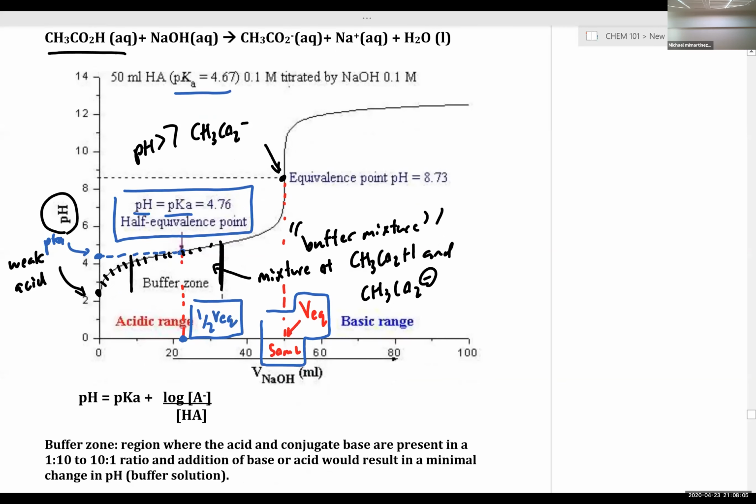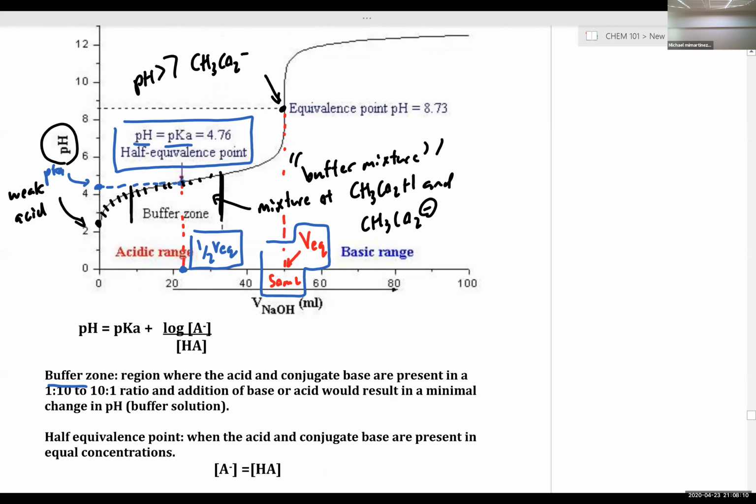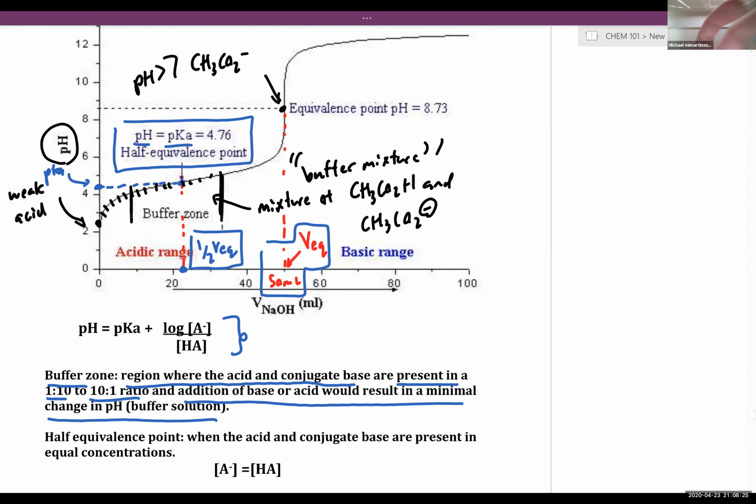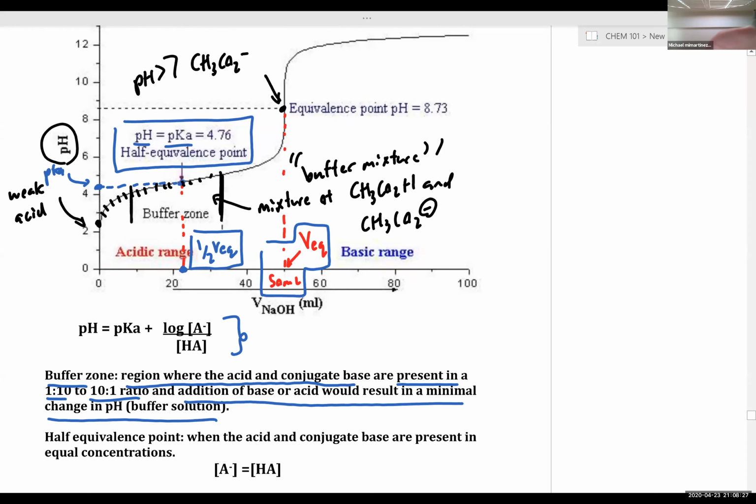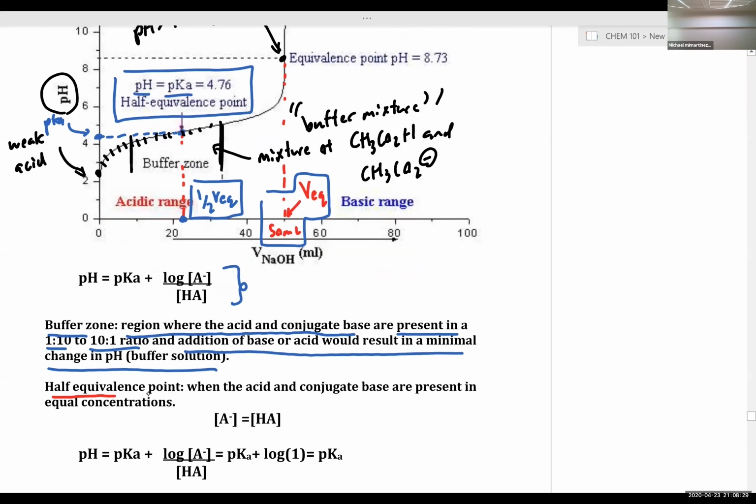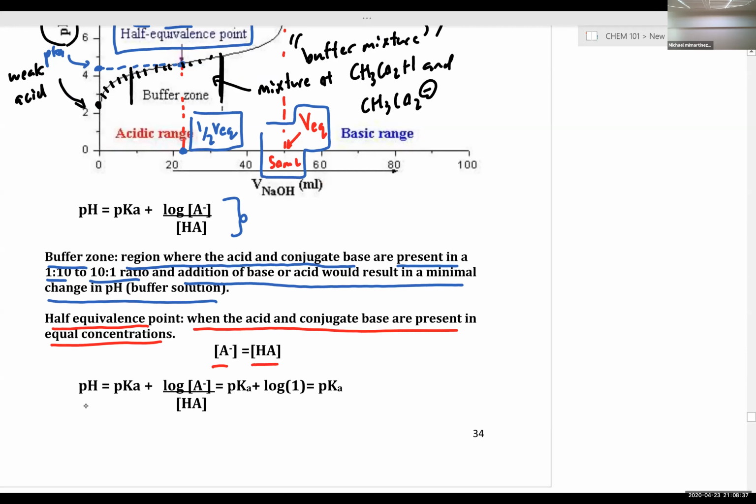So let's talk a little bit about the buffer zone. This buffer zone is the region where the acid and conjugate base are present in a 1:10 to 10:1 ratio, and addition of base or acid would result in a minimal change in pH. See the Henderson-Hasselbalch equation to justify that. The half equivalence point is when the acid and conjugate base are present in equal concentrations. So A minus is equal to HA, and in this case, pH is equal to pKa.